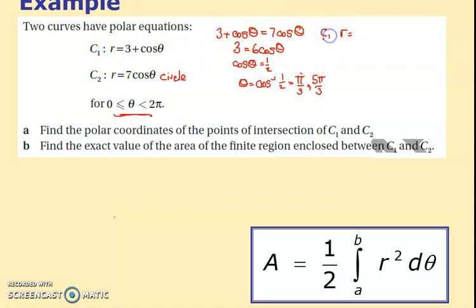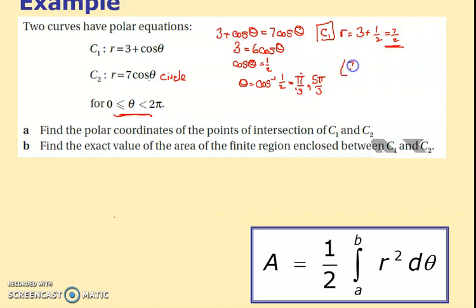I'll use the C1 equation, and it says r equals 3 plus cos theta. Now, cos of theta at this point, that's nice. It's just equal to a half, so that's 3.5 or 7 over 2. Use the other one. It's at 5 pi by 3. Oh, it's still equal to a half. So in both cases, I think it's 7 over 2.